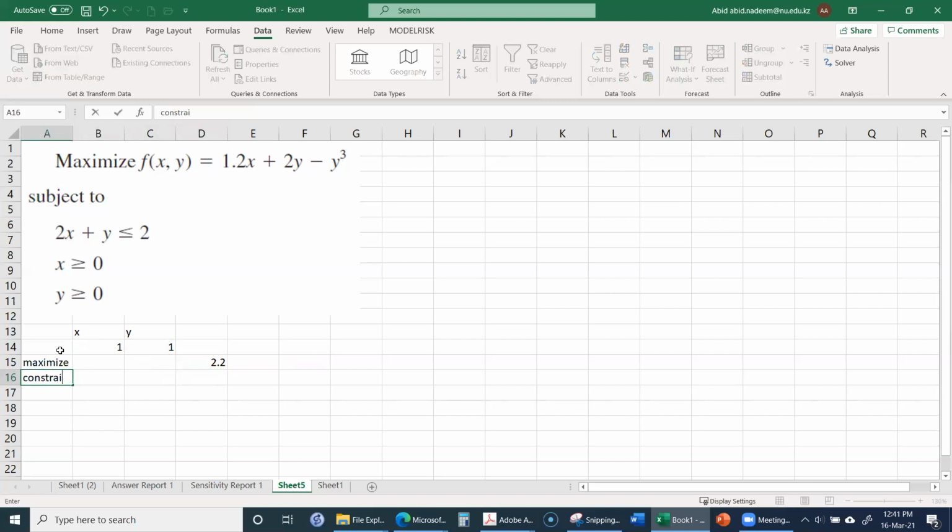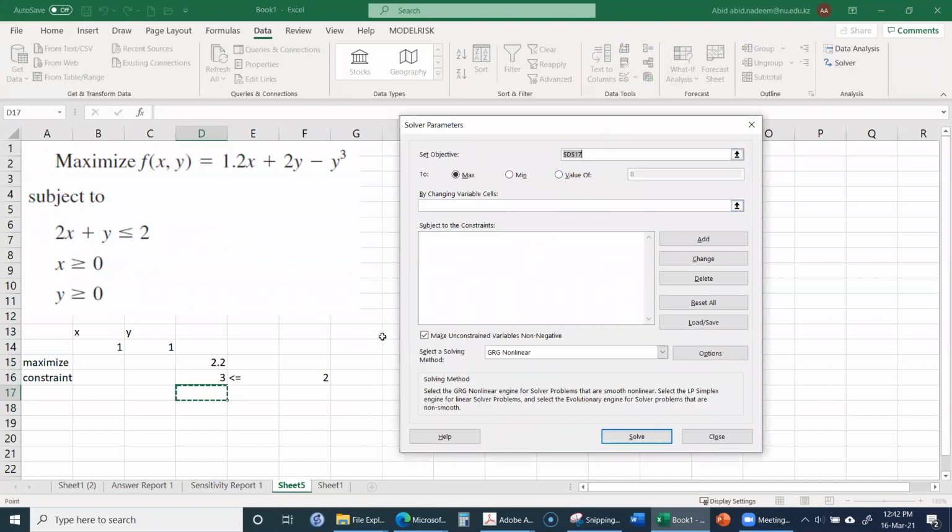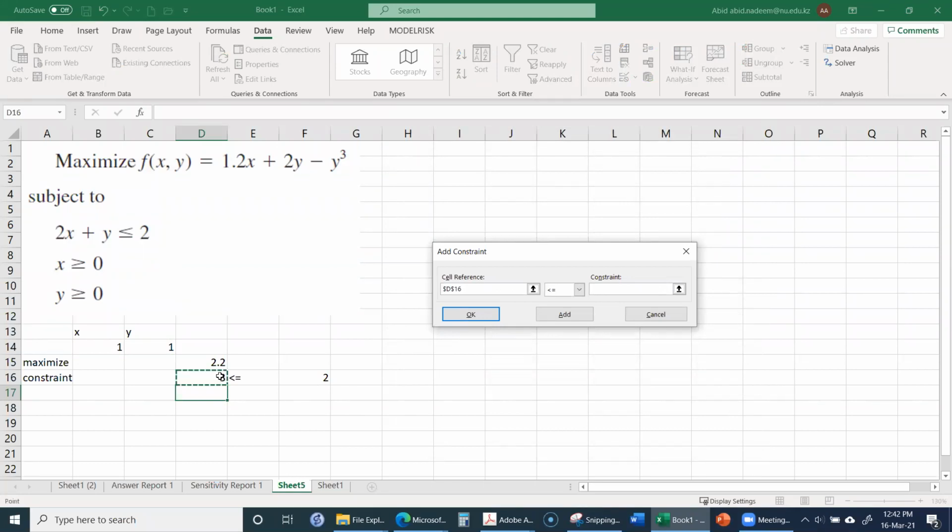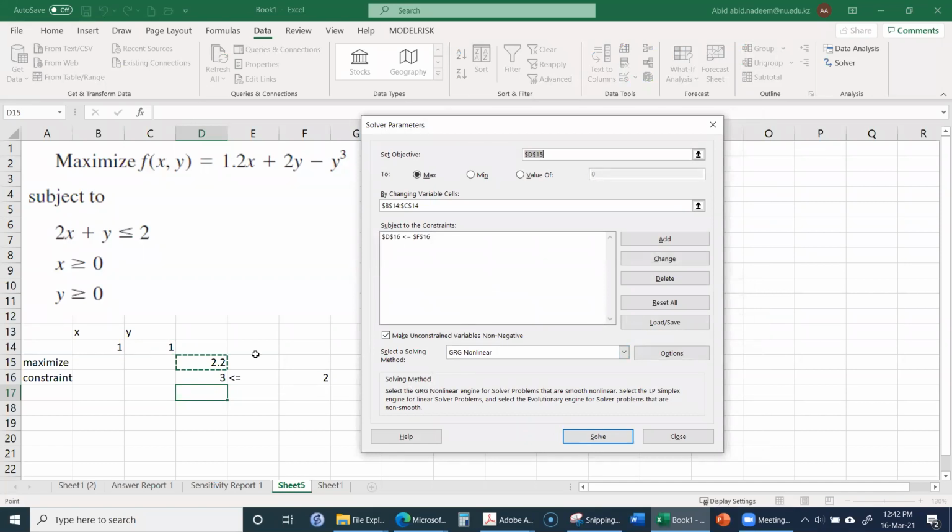And then the constraint. So the constraint is this one. That is 2x plus y is less than or equal to 2. So it is equal to 2 times x plus y. This is the constraint. It should be less than or equal to 2. Okay, so it's this much model. So now in Solver, we have to maximize it by changing the values of these, subject to a constraint that this value should be less than or equal to 2. And I click OK. And these are the constraints.